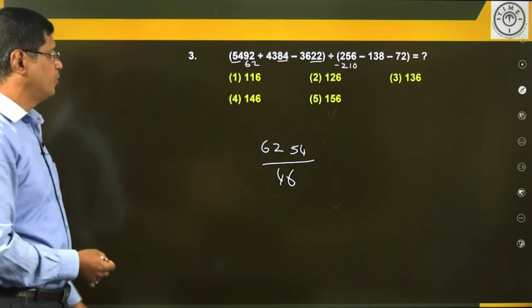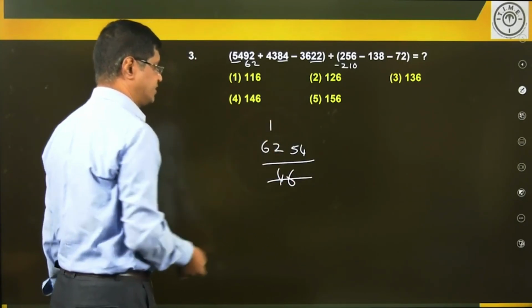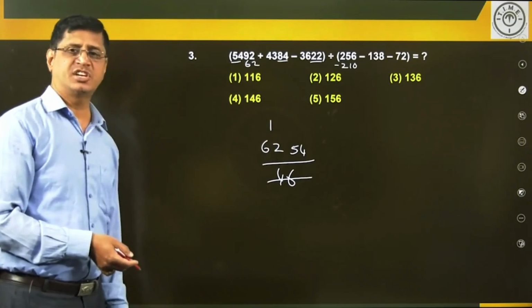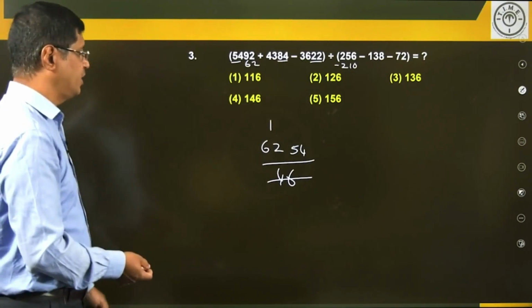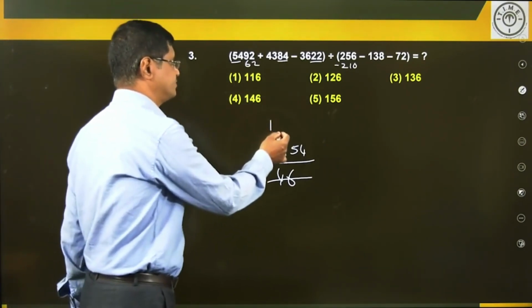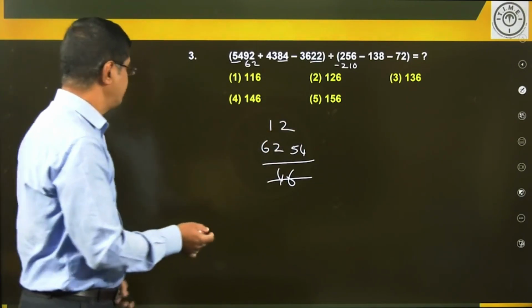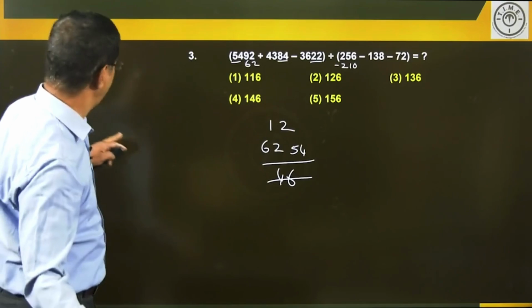Now just observe how many times 46 goes into the value. So 1 time of 46, that is 46. 46 means left with how much? 16. 165. 165 is approximately how many times? 2 times. So, no, 3 times. It will go 3 times. Let me erase here.